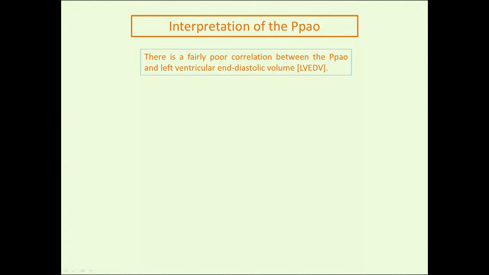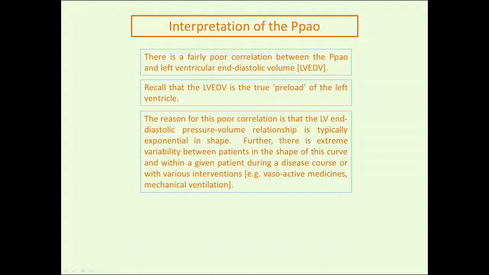So there's a fairly poor correlation. Multiple studies have shown a fairly poor, if not no, correlation between the pulmonary artery occlusion pressure and the left ventricular end diastolic volume. And what we really want to know is the LVEDV, the end diastolic volume, because this is the true preload of the left ventricle. And the reason for this poor correlation we talked about in Chapter 2 is that the LV end diastolic pressure-volume relationship is typically exponential in shape. And there's extreme variability between patients in the shape of this curve and even within a given patient during a disease course or with various interventions.